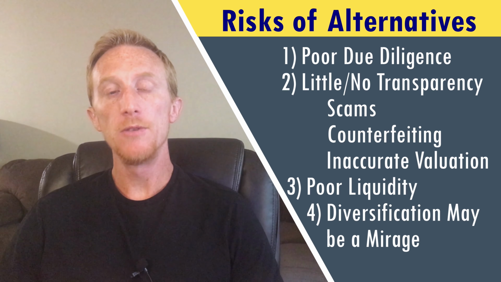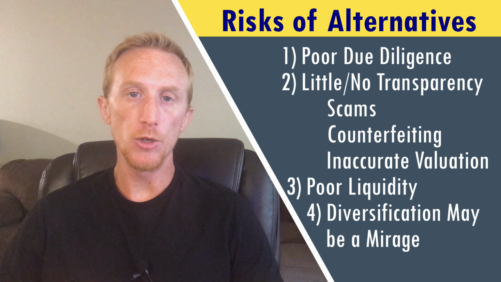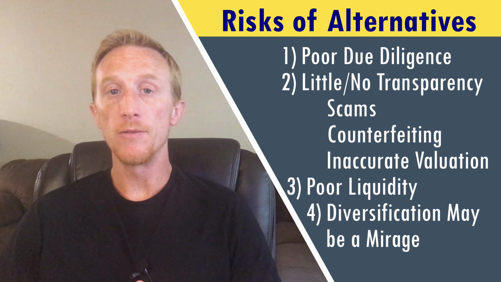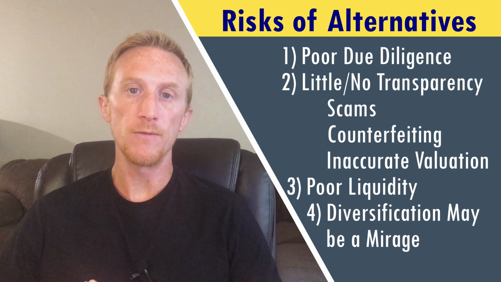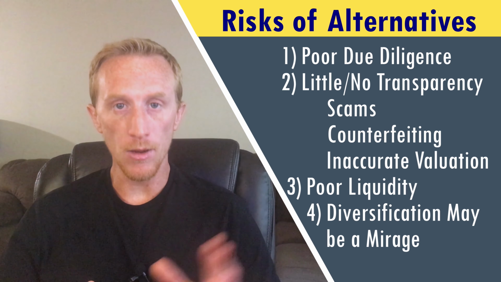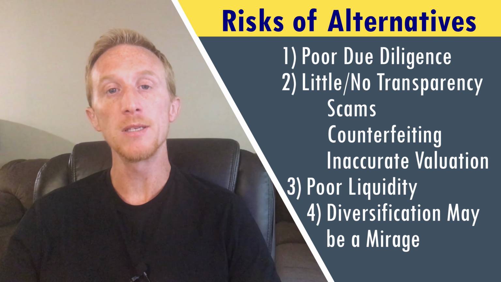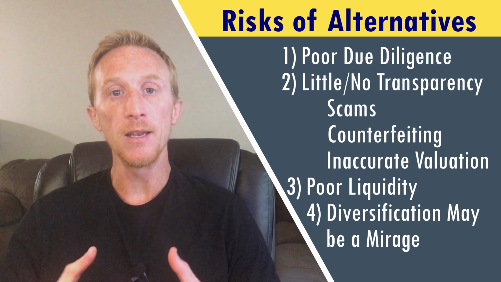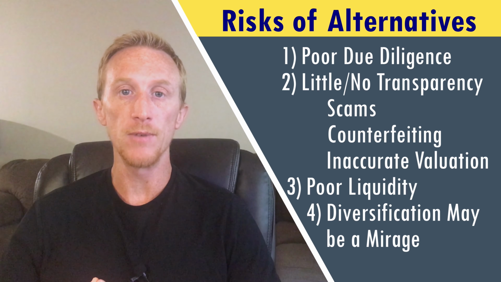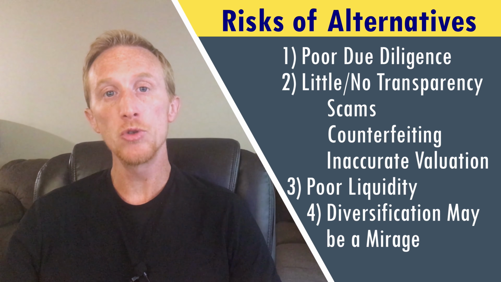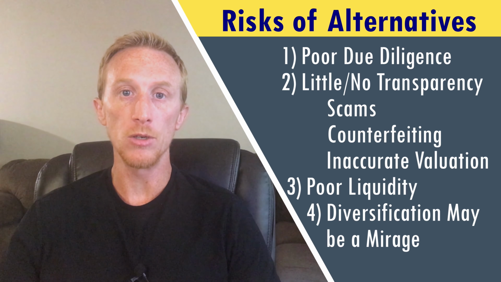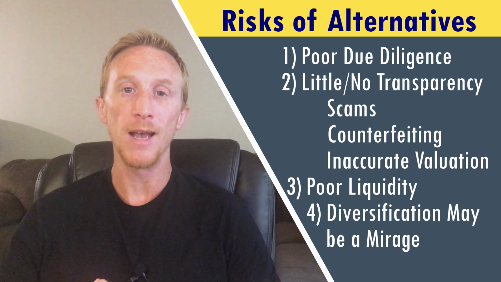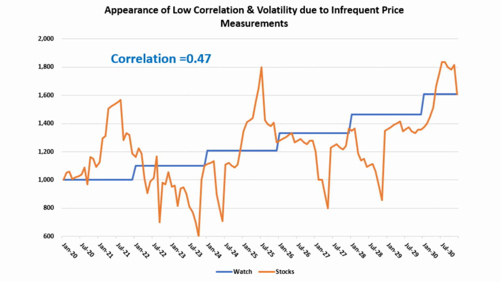The fourth risk you face is the fact that diversification may be a mirage. Investing in alternative investments can absolutely diversify your portfolio. However, as I pointed out earlier in this video, we lack robust order flow data, price tracking, and reporting for many of these alternative investments. This can create the illusion of low volatility and correlation when compared to highly liquid assets such as stock. For example, if a collectible watch sells every 2 years and the price is 10% higher each time, there will appear to be very little volatility.